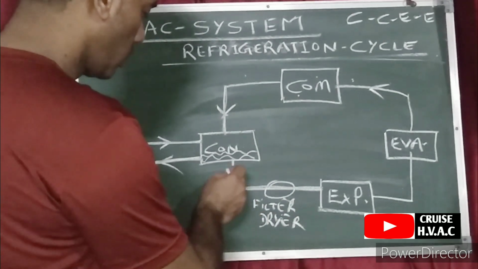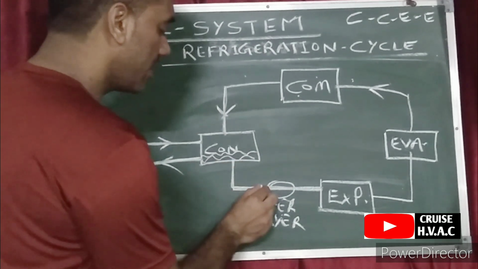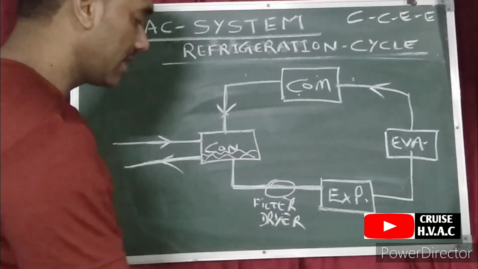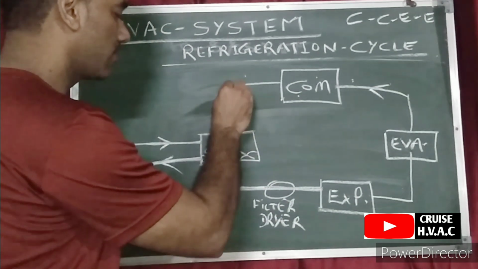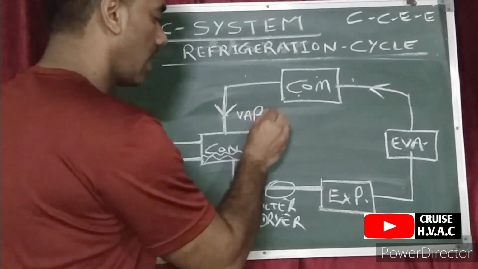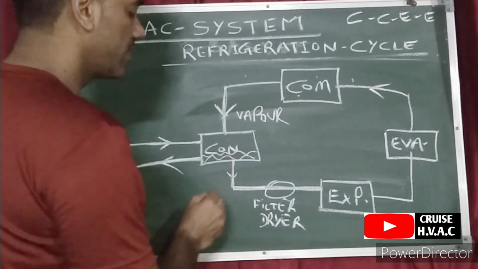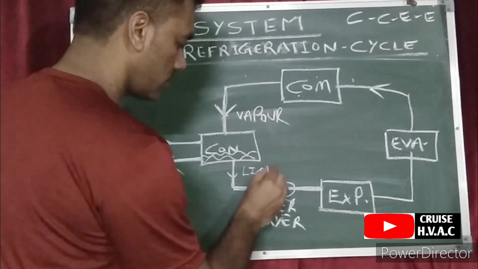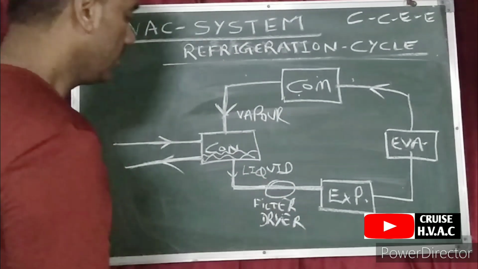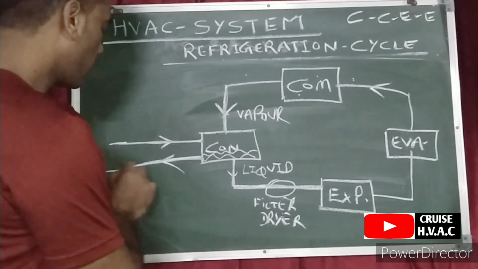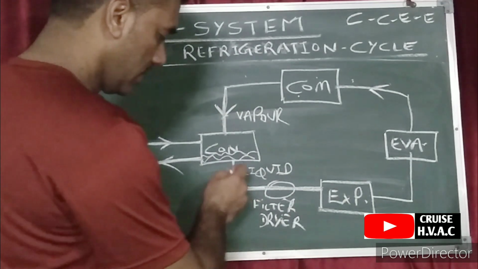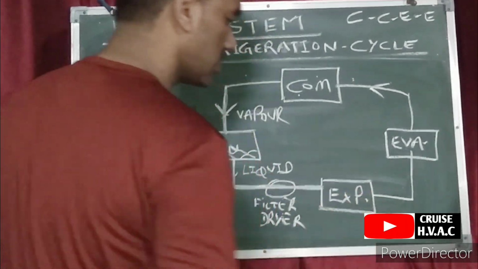Okay guys, so after the condenser the refrigerant changes into high pressure high temperature liquid refrigerant. At the inlet of the condenser the form was vapor, but at the outlet of the condenser the form of the refrigerant is liquid. Okay, how does it change into liquid? Because we use low temperature water to cool down the condenser. Okay, so it's like a heat exchanger. And then from here it goes to the expansion valve.